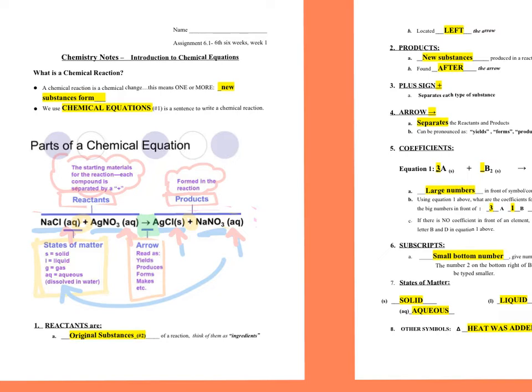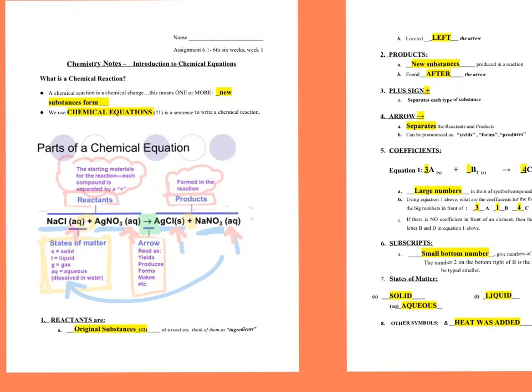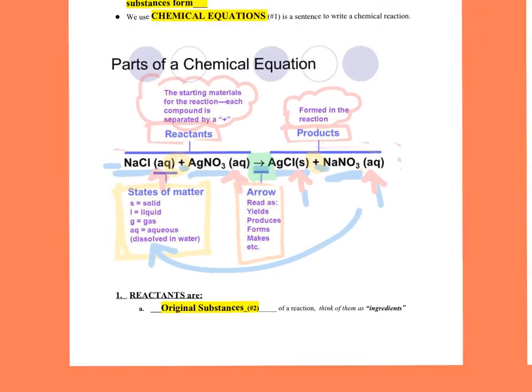The plus sign separates each type of substance. The arrow will separate the reactants and the products. The arrow means yield, what was produced, or what was formed from the chemical reaction. Coefficients. Coefficients are going to be large numbers in front of symbols. If we look at this equation, there are no large numbers in front of compounds. I'm going to show you an example that does. Okay, let's go over here.